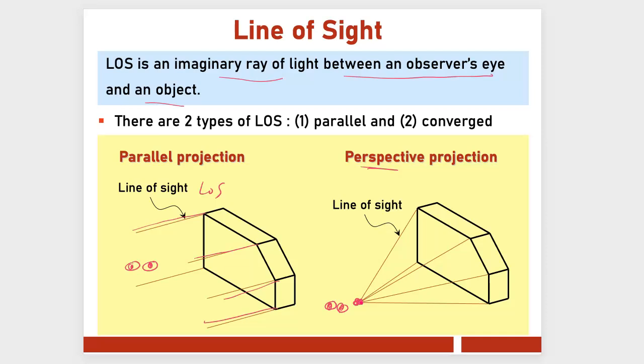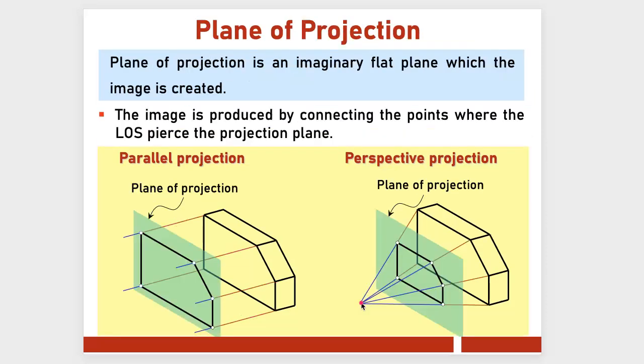Now, the ones that we will use for AutoCAD is parallel projection, because perspective projection does not give us accurate dimensions. It gives us a distorted image. Now let us see how that works. So we talked about line of sight. We have line of sight for parallel as well as line of sight for perspective projection. Now we're going to talk about plane of projection. The plane of projection is an imaginary flat plane which the image is created.